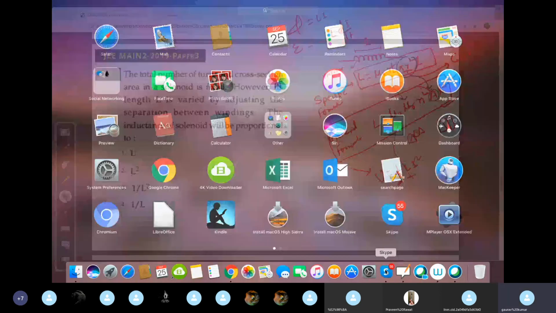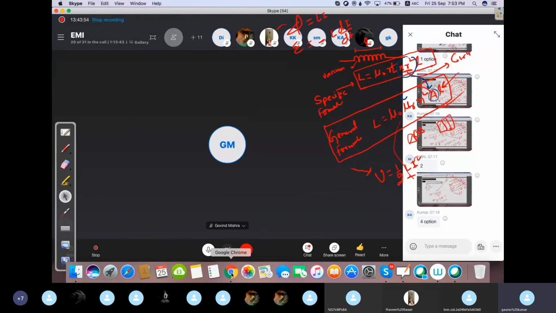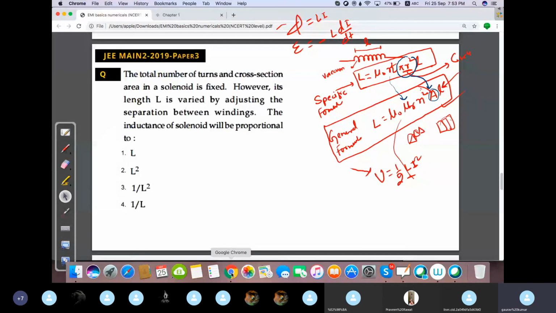Is any answer coming here? Fourth option. Okay, Anjali is giving the fourth option, 1 by. Okay, it's a very, very easy question. You all can solve it. Please see what the question is.